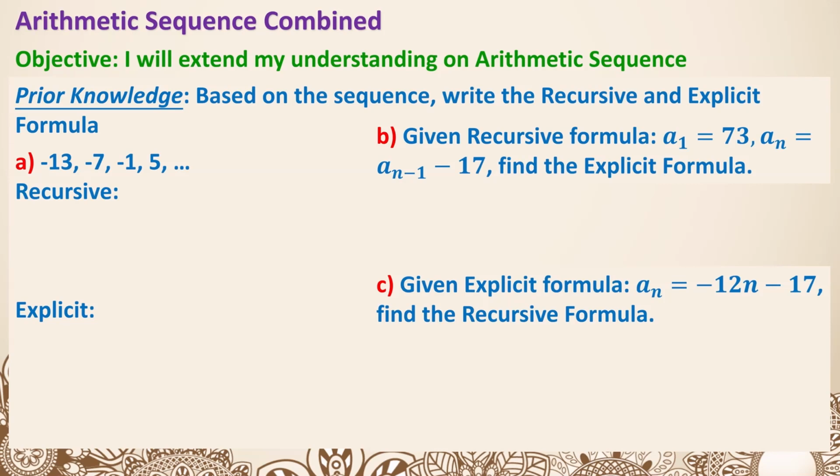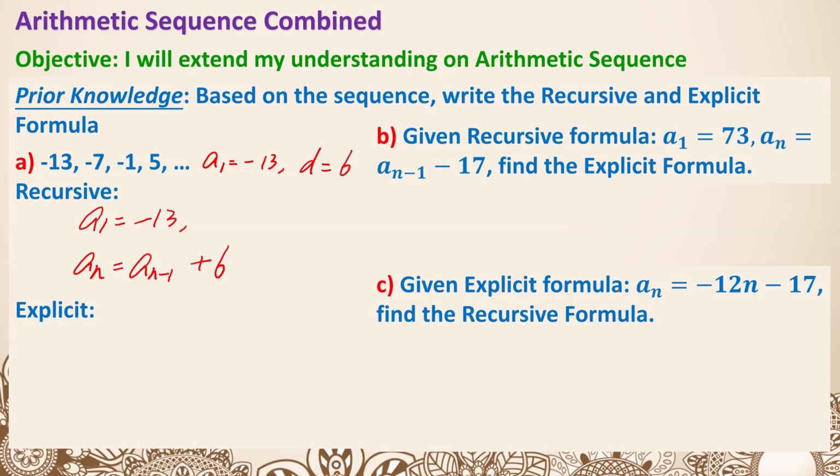So for the first one, doesn't matter if you're writing the recursive formula or the explicit formula, you are going to need to identify the a sub 1 and d. So a sub 1 is negative 13, and d is, well, from negative 13 to negative 7 to negative 1 to 5, you're adding 6, so d is 6. Recursive formula, you have to list a sub 1 again, and then whatever term you're trying to find, which is a sub n, equals a sub n minus 1 plus 6.